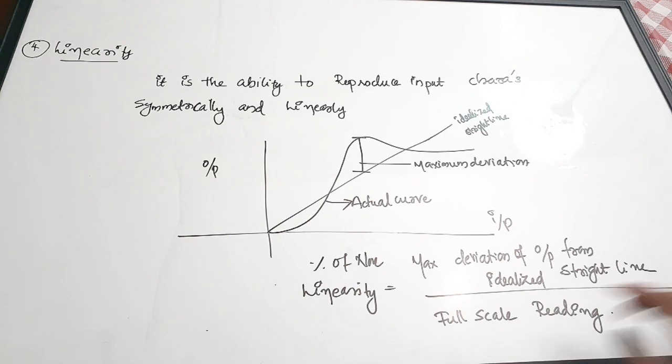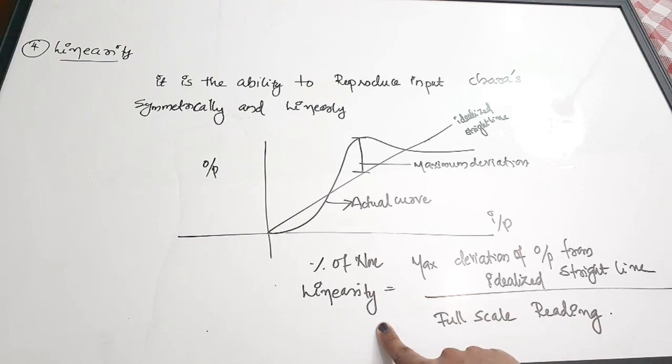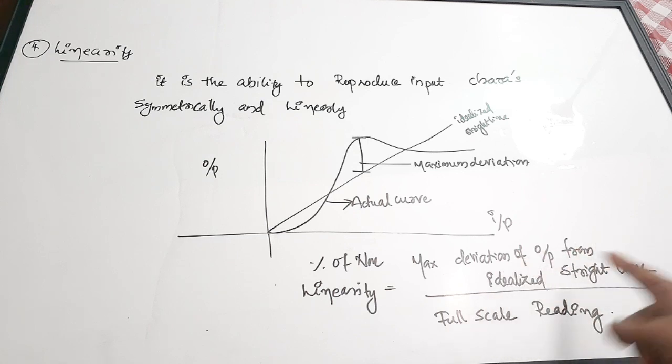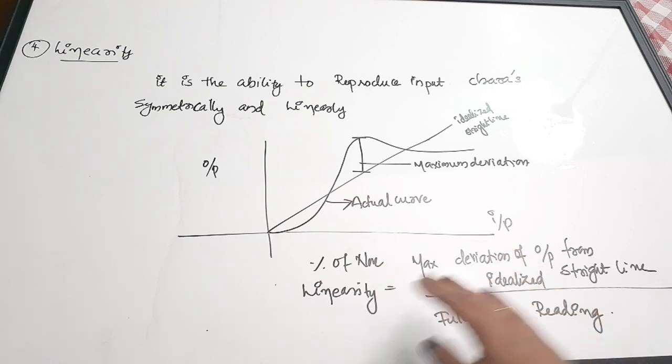Here the percentage of non-linearity can be expressed as the maximum deviation of output from the idealized straight line to full scale reading. In simple words, consider any one characteristic of the quantity which you are measuring. If the device is able to reproduce that characteristic linearly and symmetrically, we can say that the device is linear. If there are any large deviations from the ideal value, then we can find the non-linearity with this equation.